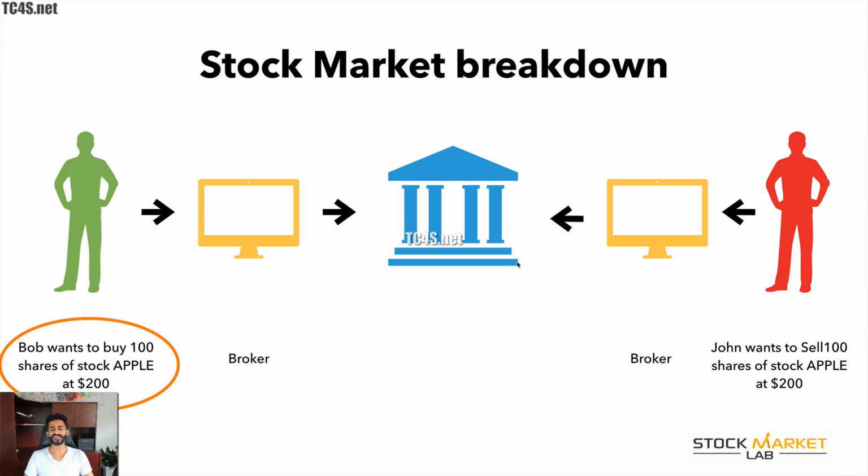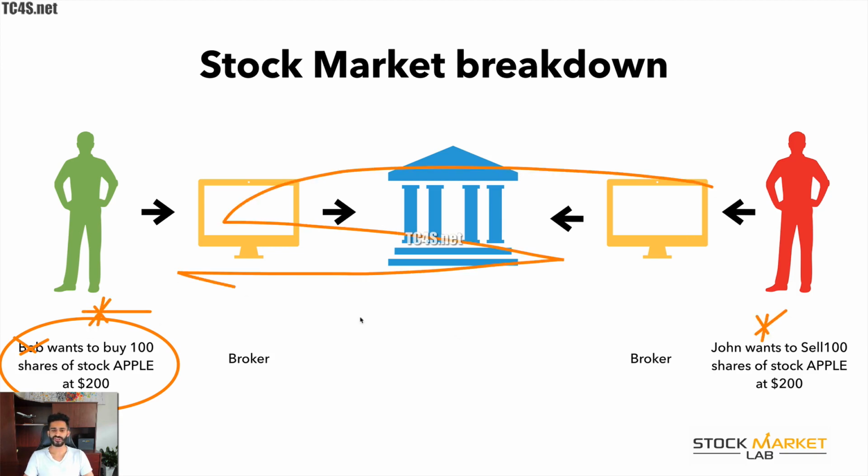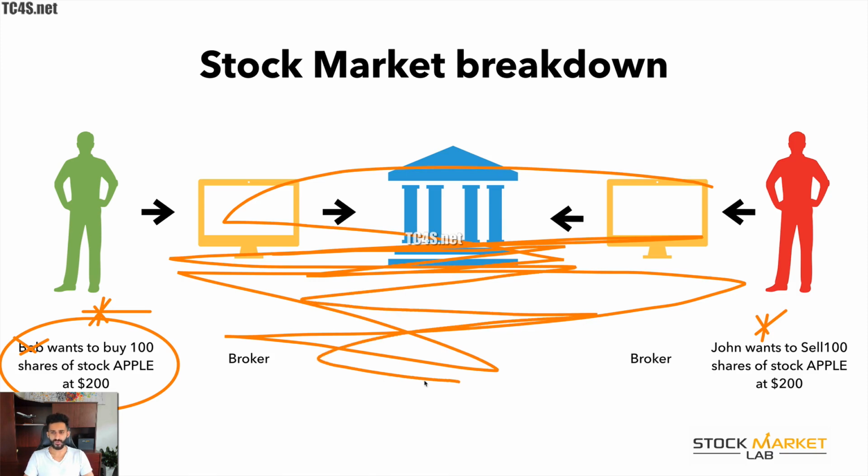But this is just a simple explanation so you have an understanding. But it's not always going to be Bob and John. It might be one computer and another computer just exchanging shares back and forth over and over again.